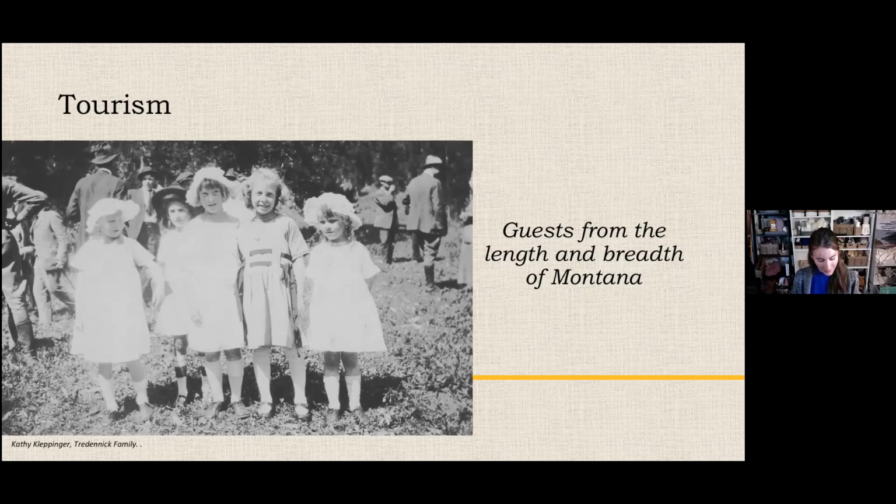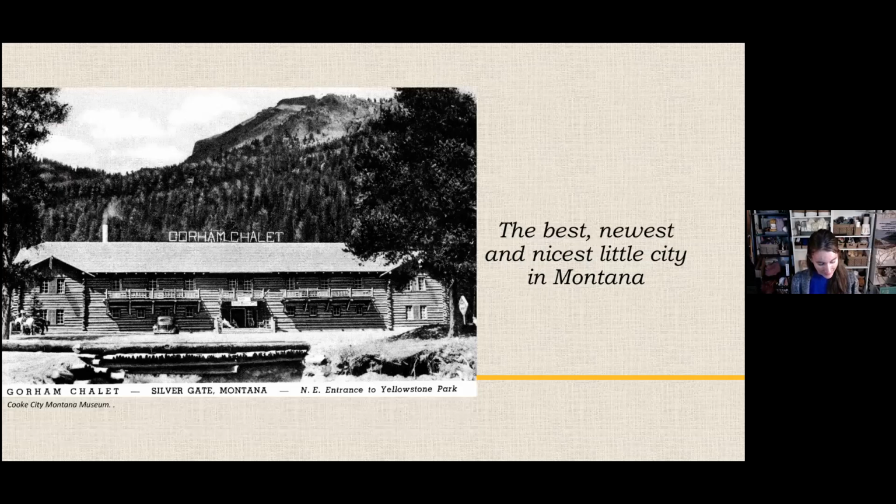Silvergate was born in 1932, and it would come into the era of tourism quite a bit earlier than Cooke City, just because they were built for it. It was a town specifically built to house people and to bring in tourists, and to think of Yellowstone National Park as an economic base rather than mining. Cooke City would eventually come to see it that way, but it took a little bit longer.